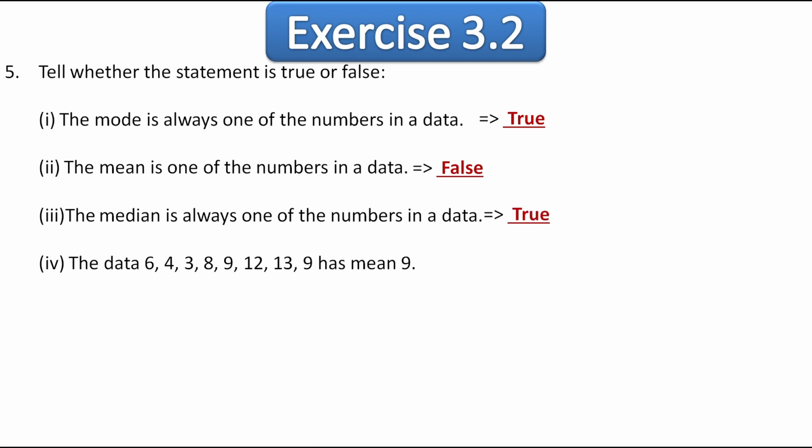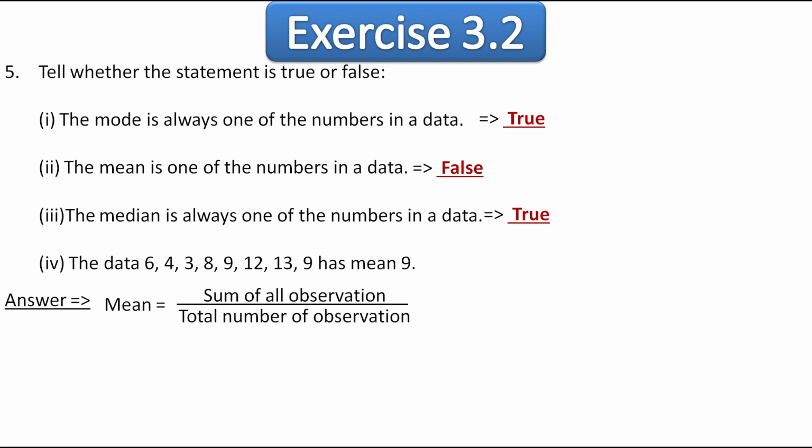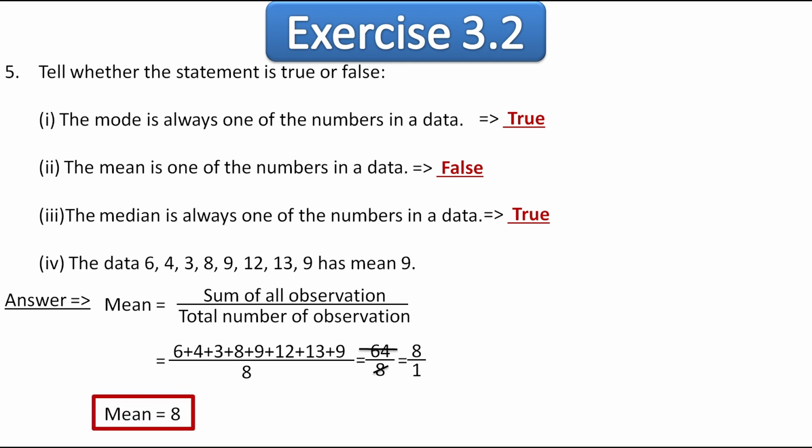Next, the data, it has mean 9. Let's check with the help of formula, that is mean is equal to sum of all observations upon total number of observations. So all the observations are here. When I add them, I got the answer as 64 upon 8. Now 8 ones are 8, 8 eights are 64. So I got mean as 8, but they have told mean as 9. So the fourth statement is false.